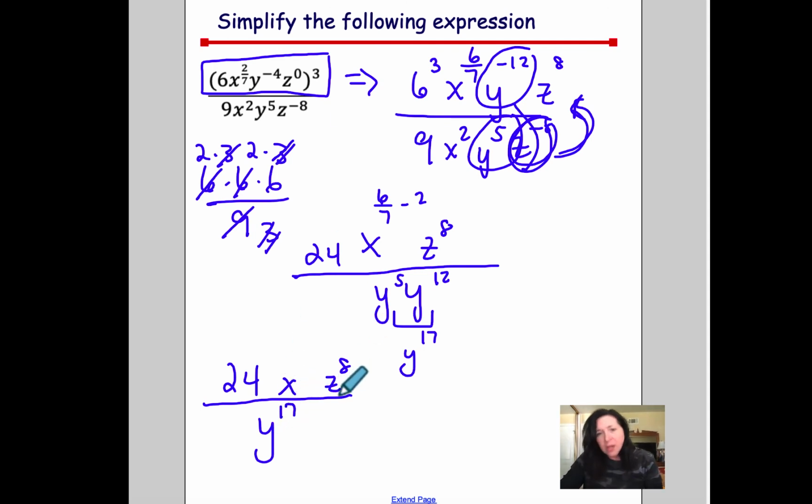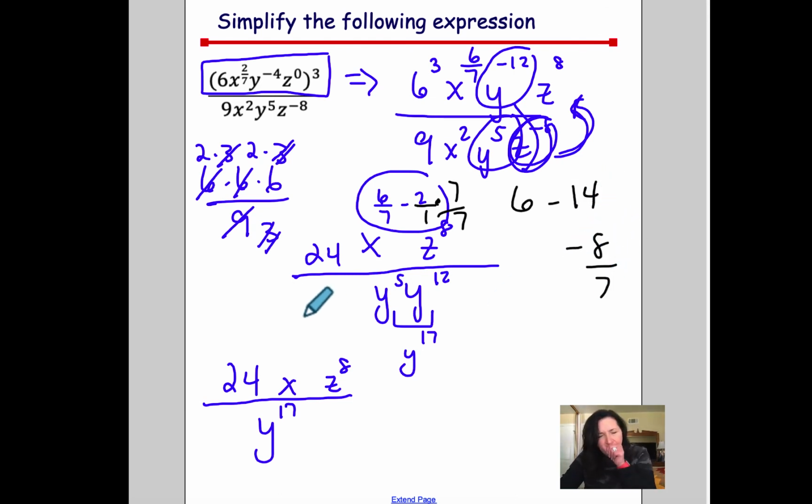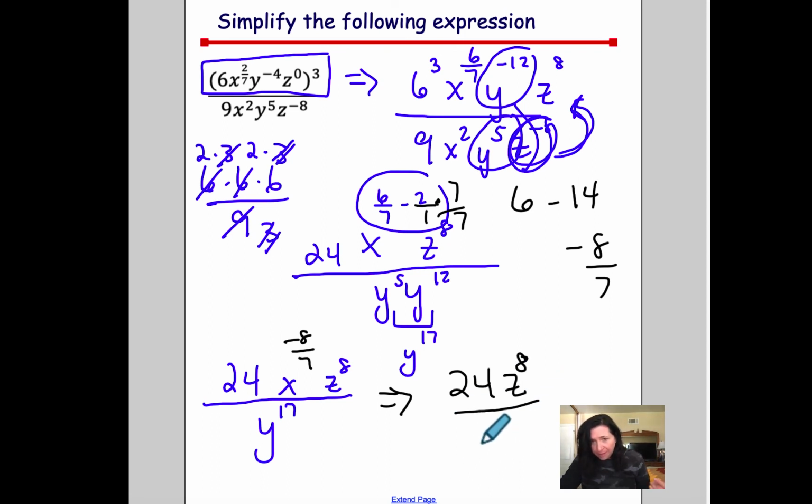All right, so for the x, for dealing with this right here, you need a common denominator, which is not 1. So we're going to multiply this by 7 over 7. 6 minus 14. So 6 minus 14 is negative 8 over 7. So you have negative 8 over 7, which what that does is this. No equal signs. It gives me 24z to the 8th power on the numerator. And on the denominator, this brings us down to x to the positive 8/7, y to the 17th.